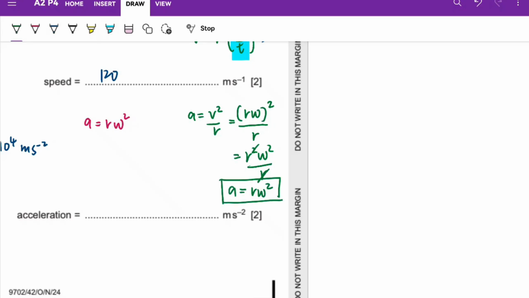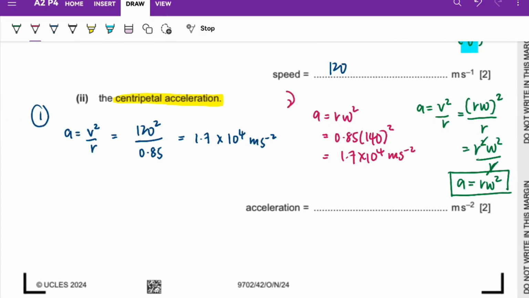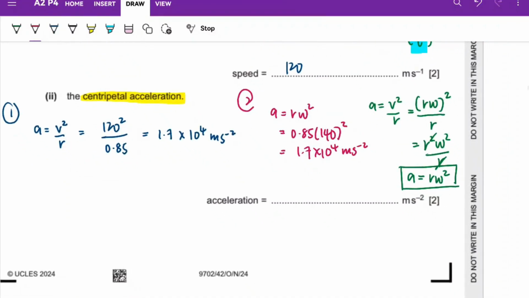Now we substitute in r, 0.85, and omega is 140 squared, and you will get the same answer. So any way is possible. It's just your way of seeing the question. It's the same thing. So this is your answer. There you go. And make sure, as I've always said, the minimum answer must be 2 significant figures.